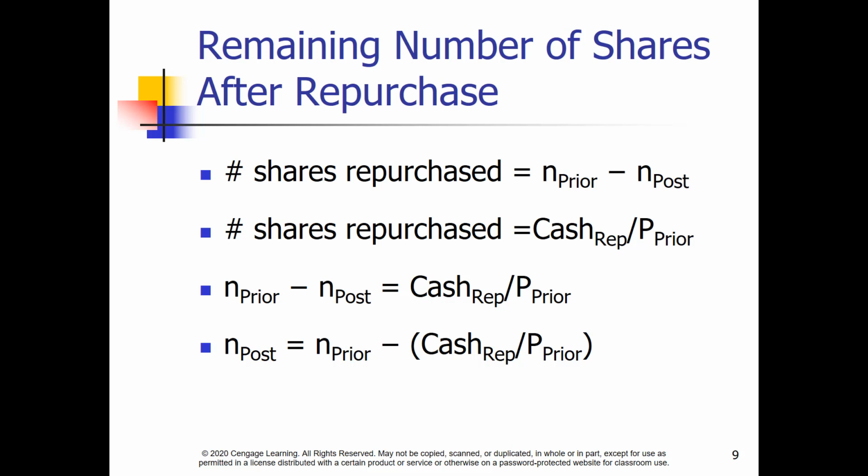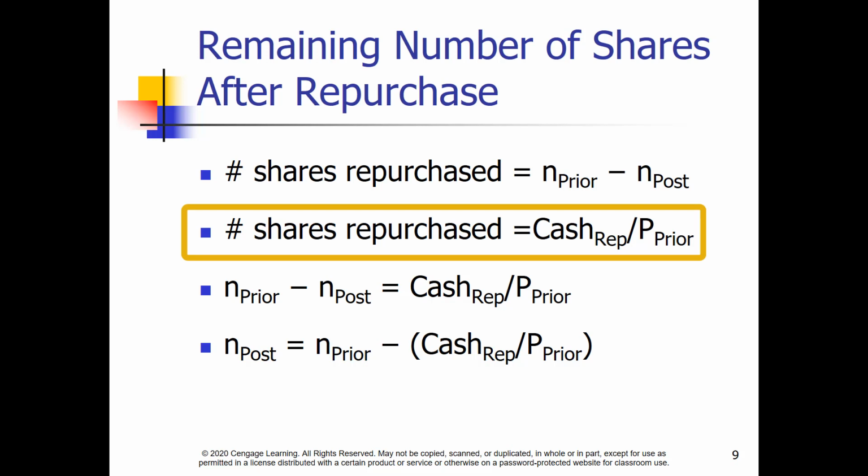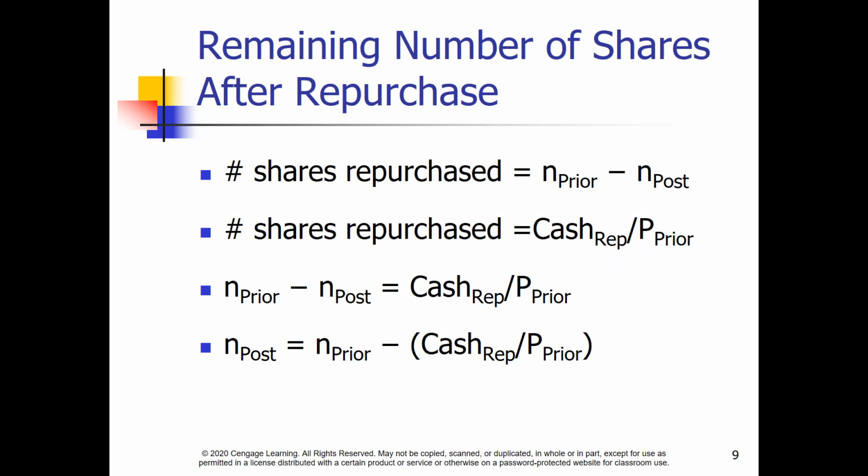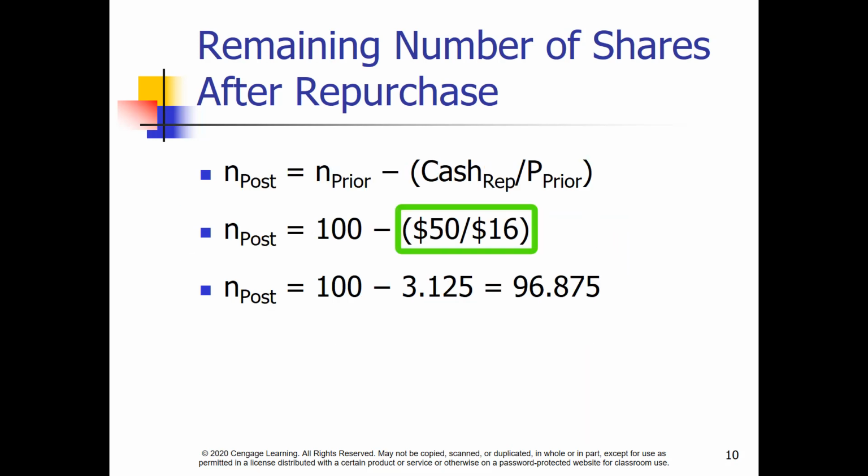To figure out how many shares IWT repurchased, we can use the formulas on this slide. Assuming the stock price stays constant, the number repurchased equals the cash to be distributed divided by the stock price. For IWT, the number repurchased equals $50 million divided by $16, 3.125 million shares, leaving 96.875 million outstanding.